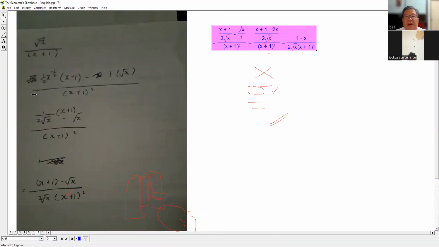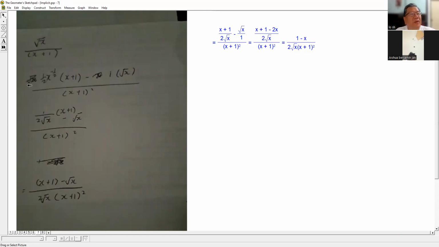Okay. Now the next question is from you, this is very clear. It's written very clearly. Okay. You differentiate the square root of x, you have half x to the power negative half. This is correct. Then you keep the denominator here. Okay, correct.